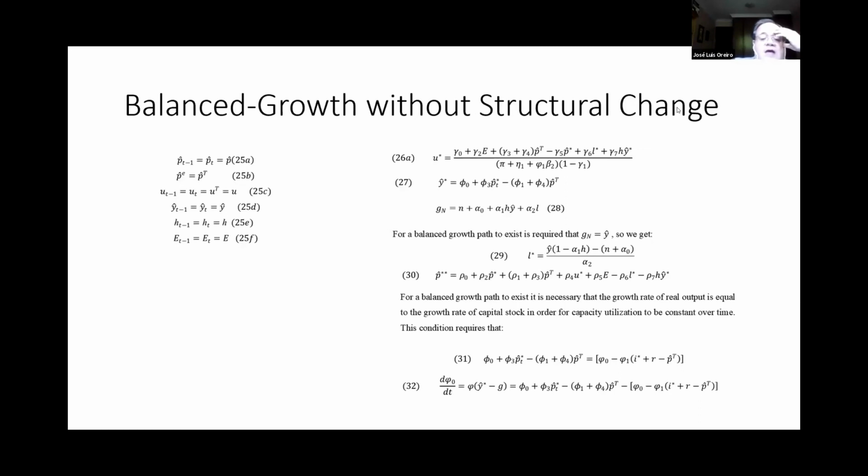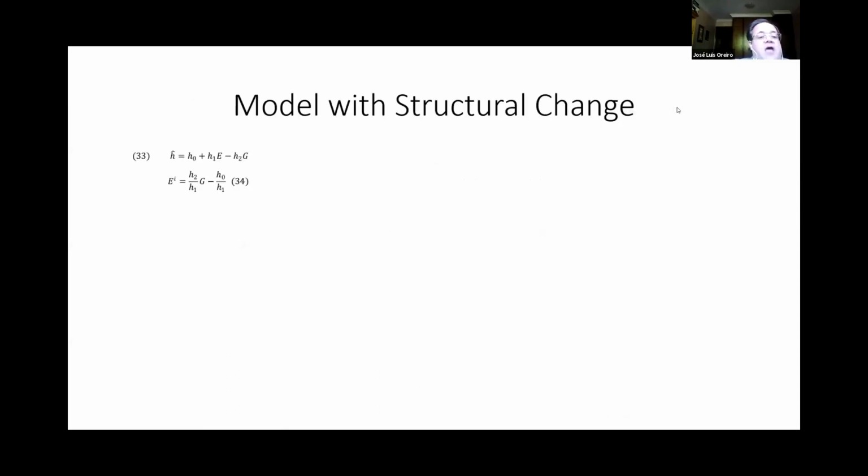in the long run, dependent on the difference between the growth rate of real output and the growth rate of capital stock. And equation 32a determines the steady state or balanced growth path of the autonomous component of investment demand. Well, the model with structural change, equation 33, represents the dynamics of the manufacturing share. The dynamics of manufacturing share has three components.